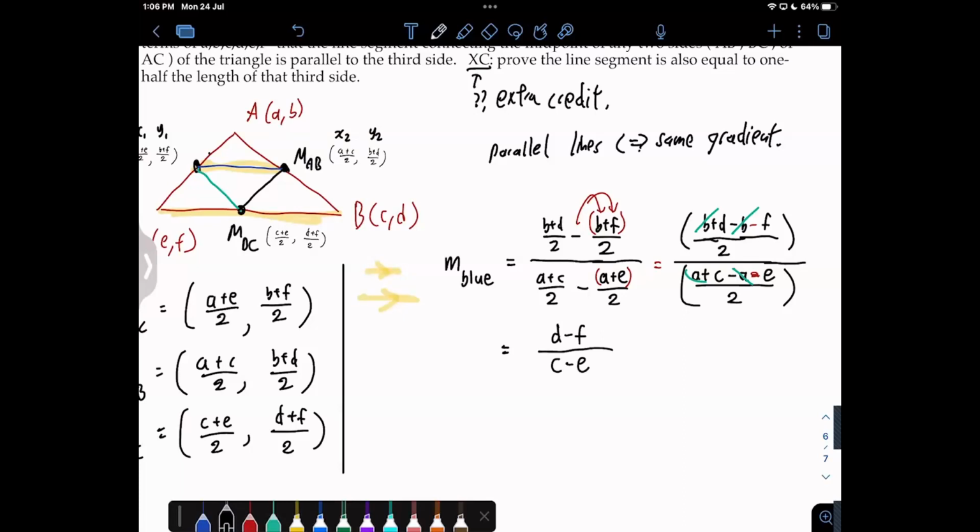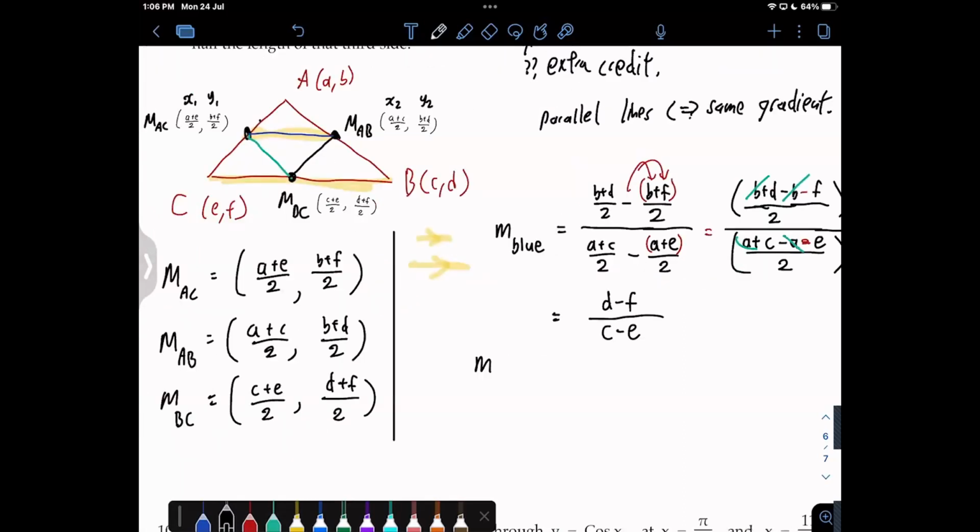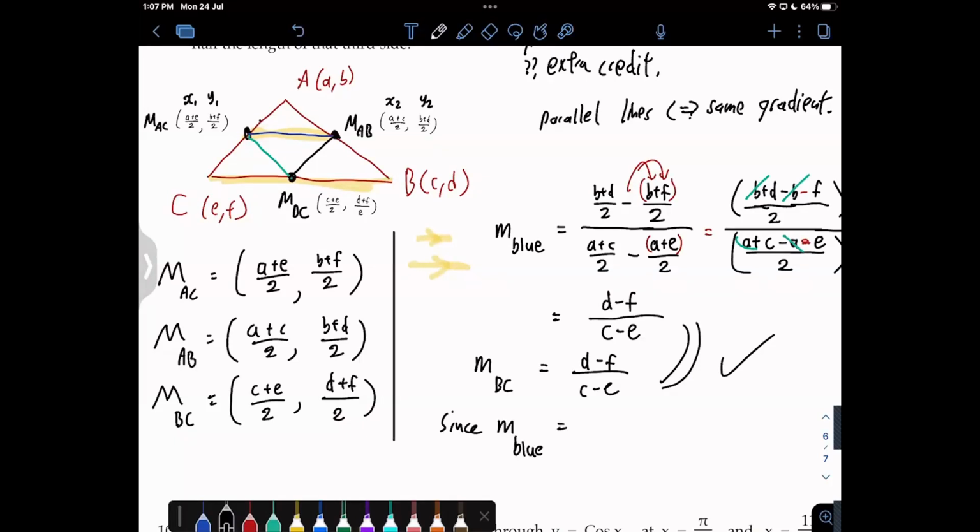How about my M BC? Gradient. Little m means gradient. Capital M means midpoint. So M of BC. Not to be confused with capital M, okay? It's D minus F over C minus E. Yeah, and then it's the same lah. So I think they are parallel. Since gradient of the blue line equals to gradient of BC, this implies that blue is parallel to BC. Then you just repeat for all the other pairs.